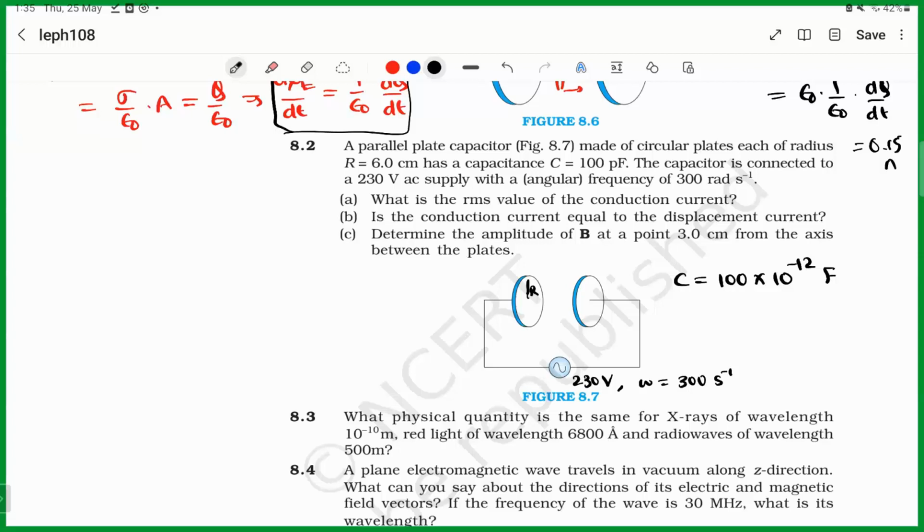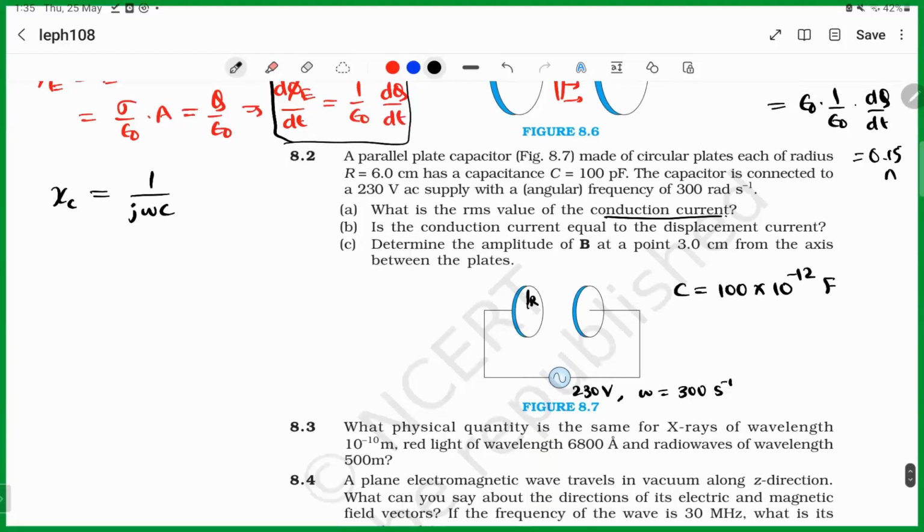Okay. What is conduction current? Conduction current is just simply the normal current. Now, we know that since it's an AC circuit, we have to use reactances. This is a capacitor, and there's no resistor here. So what is the capacitive reactance? Capacitive reactance is often given by chi C, which is equal to 1 by j omega C, where j, ignore that. It's 1 by omega C, with a phase of minus pi by 2.